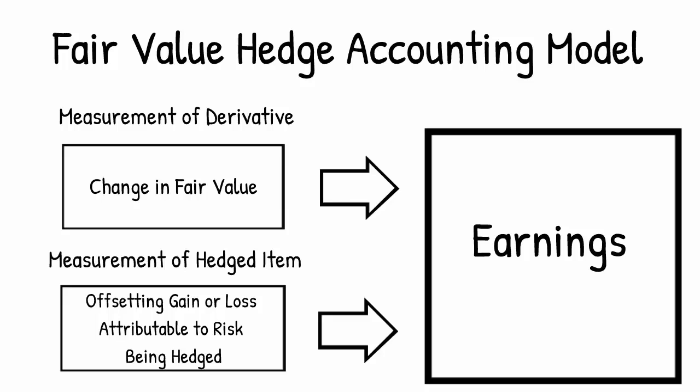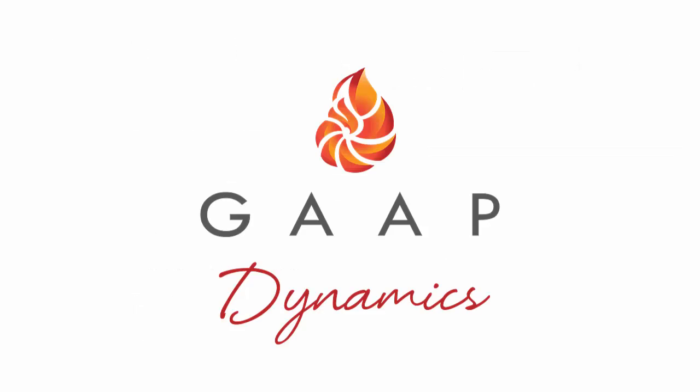Because both the changes in fair value of the hedged item and hedging instrument in a highly effective hedge are booked directly through the P&L, any ineffectiveness will automatically flow through earnings. That concludes this overview video on fair value hedges.